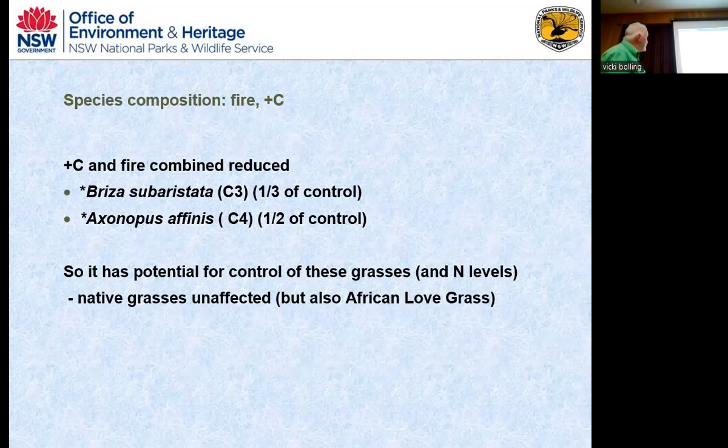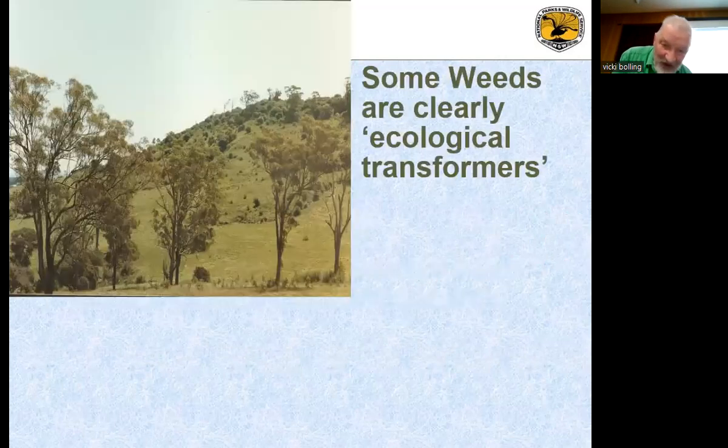It's particularly with these two, particularly those two species. And the native grasses are unaffected, but the issue is there's a plant called African lovegrass, which was also unaffected. Okay, so the thing is, some weeds are ecological transformers. So when they come into a place, they change the place so much that it's really hard to get back from there. This is Mount Annan, okay? That's Mount Annan in, I think, probably about 1973, 74.